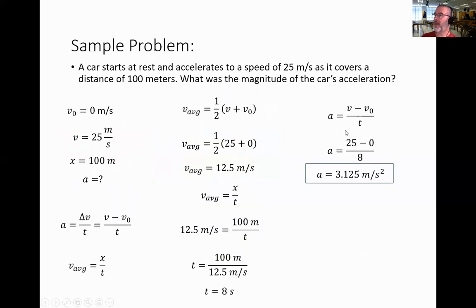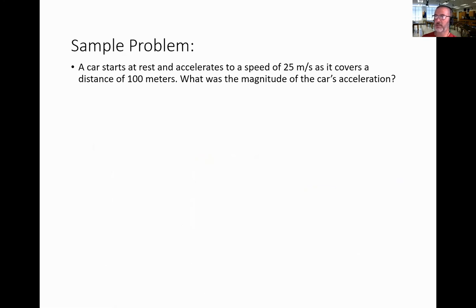So let's take a look back. This was our first problem that we did. A car starts at rest, accelerates to a speed of 25 meters per second, covers a distance of 100 meters, and we wanted the acceleration. And we had to do this page of physics work in order to get to that acceleration of 3.125 meters per second squared. However, let's take another look at this problem.